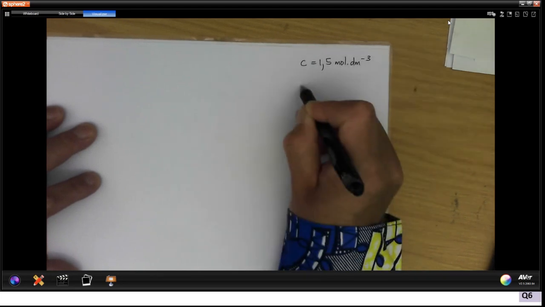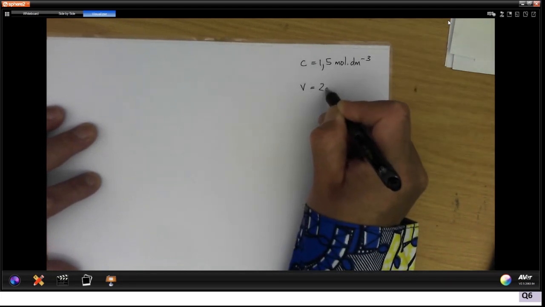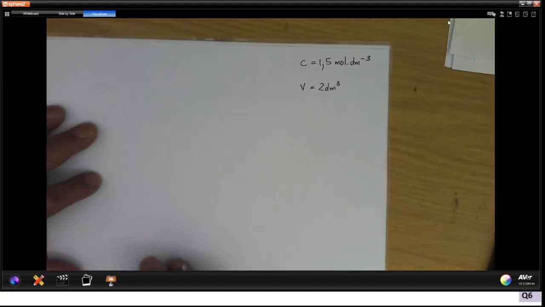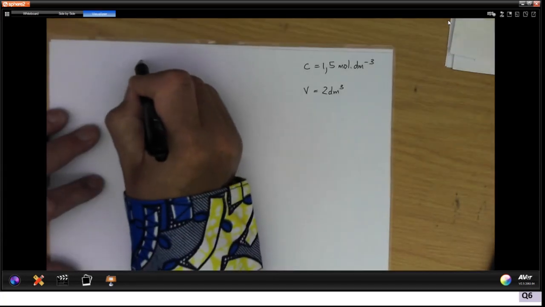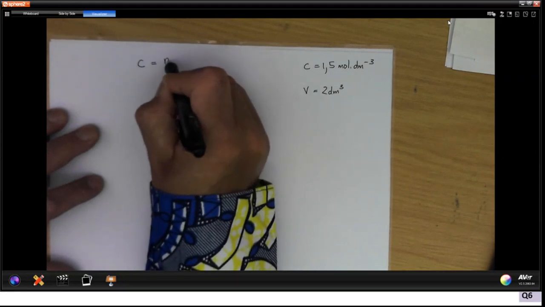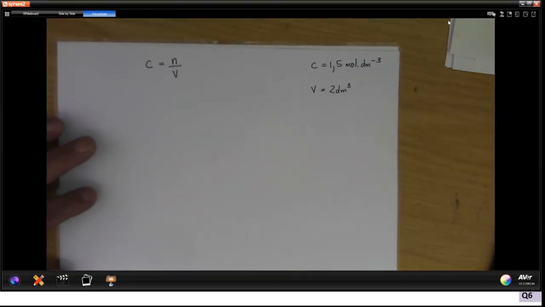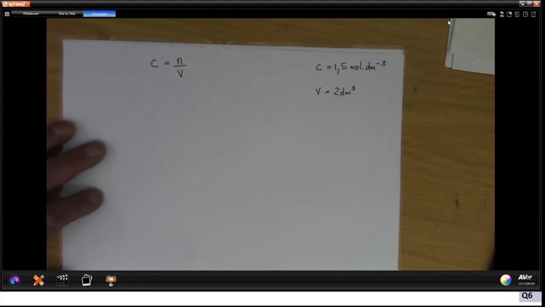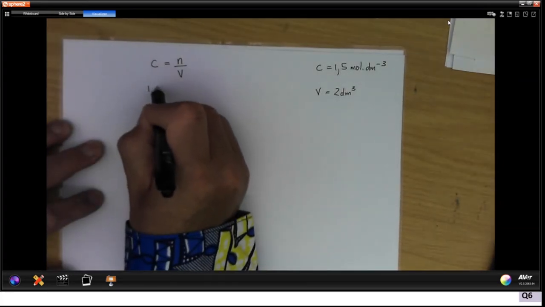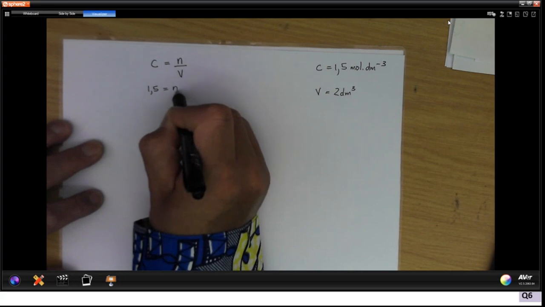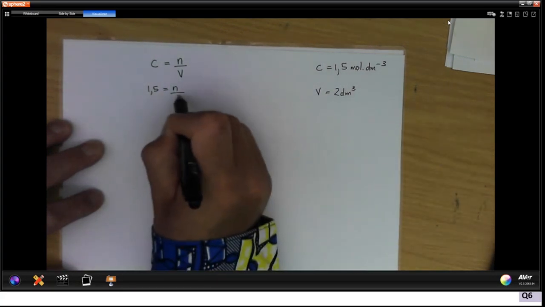We're given the volume is 2 cubic decimeters. Remember the formula in chemistry, concentration is equal to the number of moles divided by the volume, right? We learned that in grade 10, we took it to grade 11, and now in grade 12, we're still using this important formula. So when we substitute into this formula, we're going to have 1.5 is equal to the number of moles divided by the volume, which is 2.